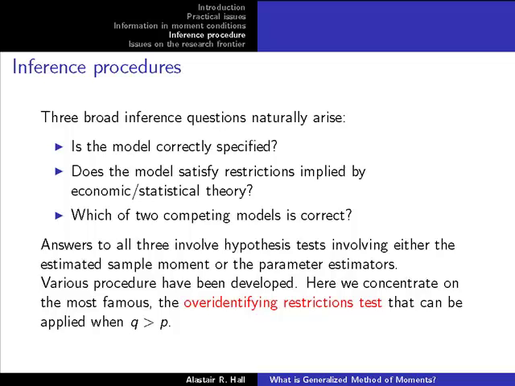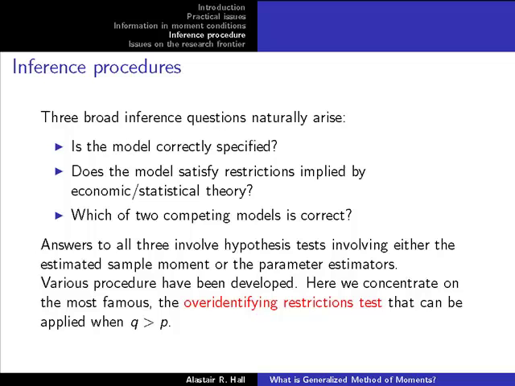What kind of inference procedures might we be interested in here? I think there are three broad questions that arise in these kinds of economic applications. The first one, perhaps fundamental in a way, is: is the model correctly specified? Remember, the population moment condition has been deduced from an underlying economic model, and all our inferences are going to be based on that. So a natural first question is, does that original model appear to be consistent with the data? Is it a good representation of the data?